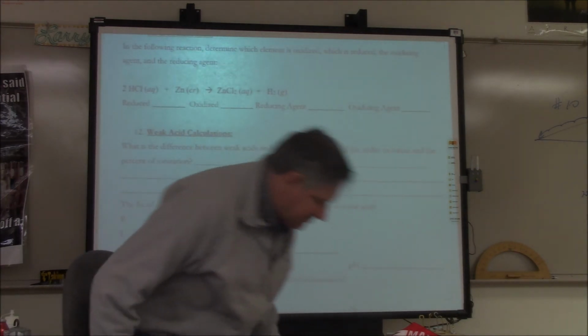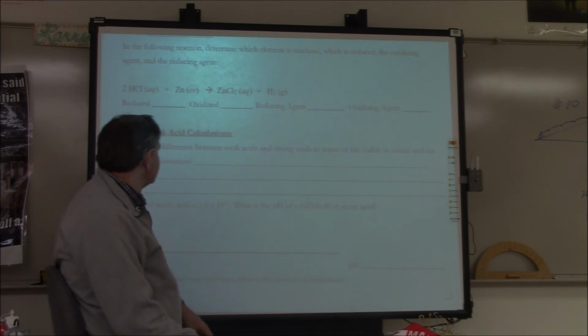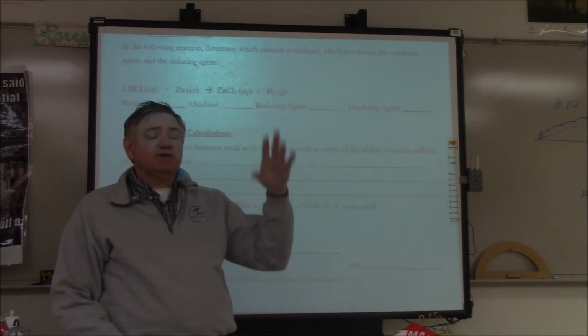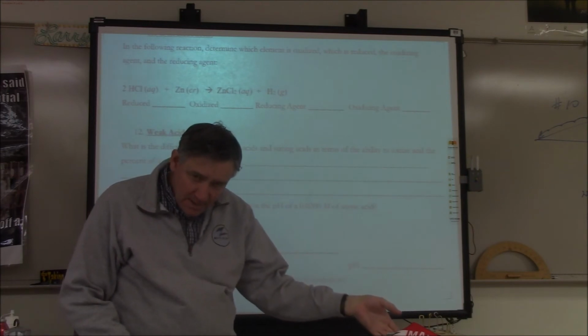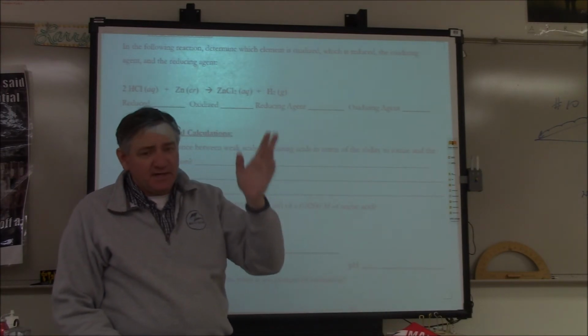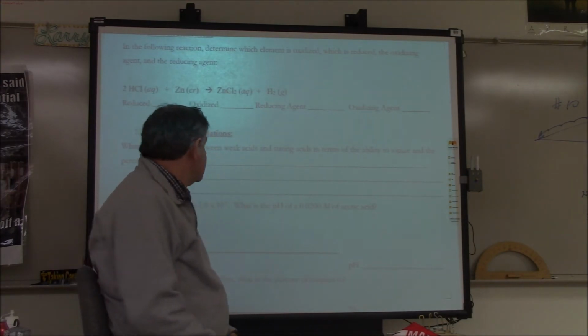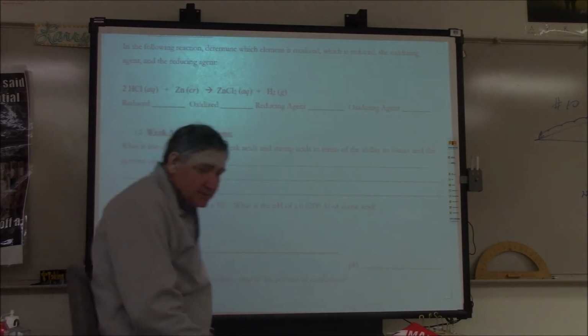Now here's this last page. We talked about this earlier. Leo says GER. So if it loses electrons, it's an oxidation. If it gains electrons, it's reduction. So Leo says GER. So here's what's important here.